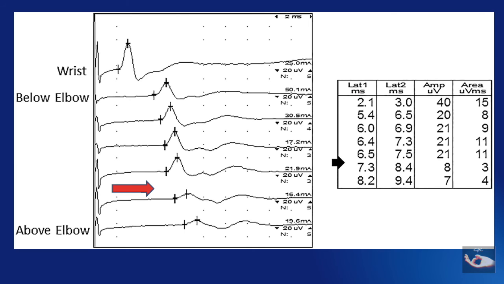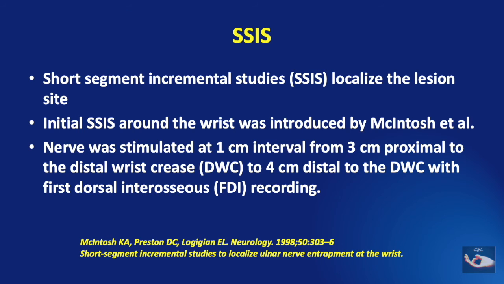In SSIS, the electrode is slowly moved centimeter by centimeter until a point is reached when there is an appreciable change made out in the motor action potential of the nerve, which denotes that that is the site where there is a lesion. To see an example of this SSIS, which was introduced by McIntosh et al. in 1998, we shall consider the SSIS across the ulnar nerve study at the region of the wrist.